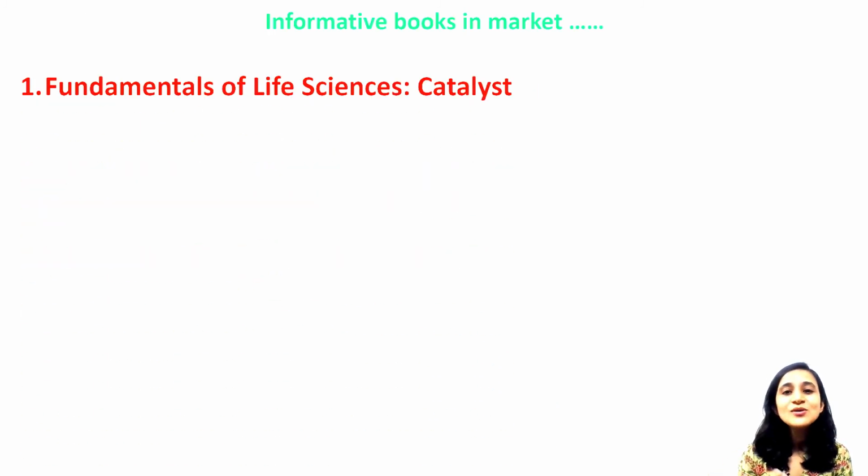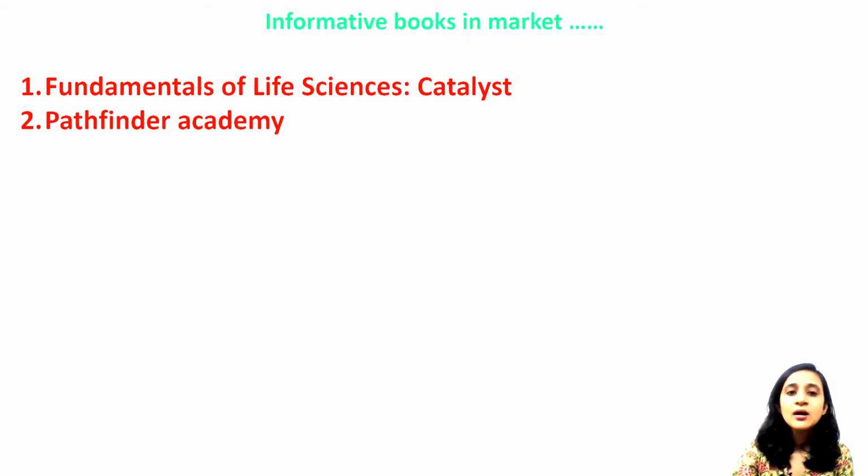Now, informative books in the market. Here you will get some informative books. A number of informative books are there in the market. First one is Fundamentals of Life Science by Catalyst. Second is Pathfinder Academy. You will get these books on Amazon, or otherwise you can visit your local bookstore. You can visit the nearest stores, because then you can go through these books and buy them. Otherwise you can get them on Amazon also.